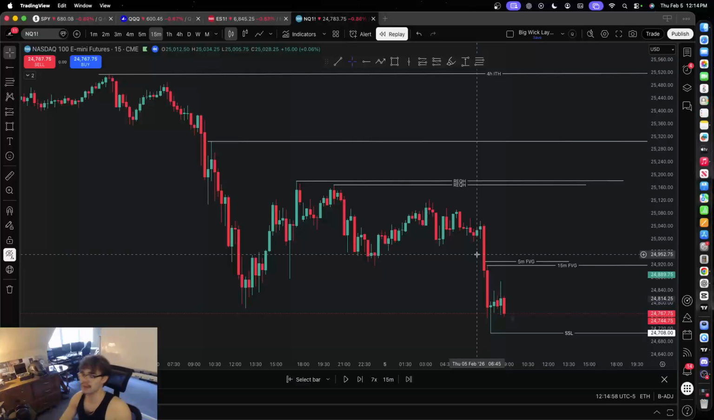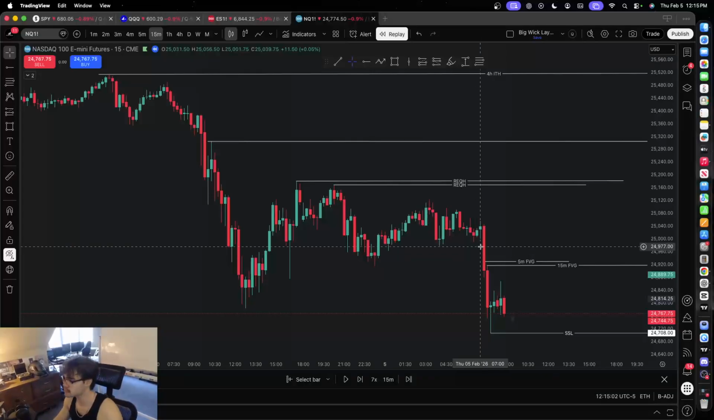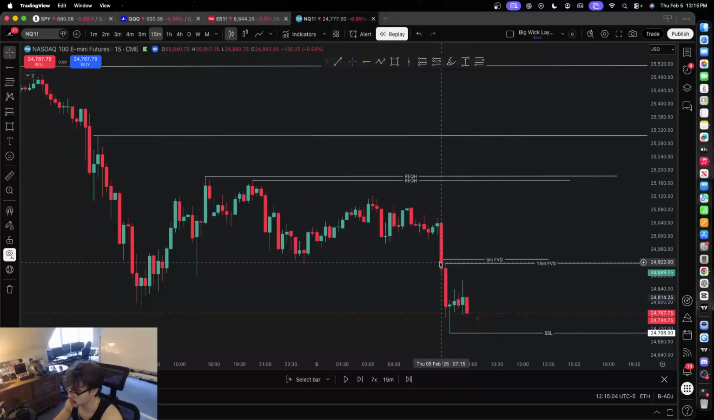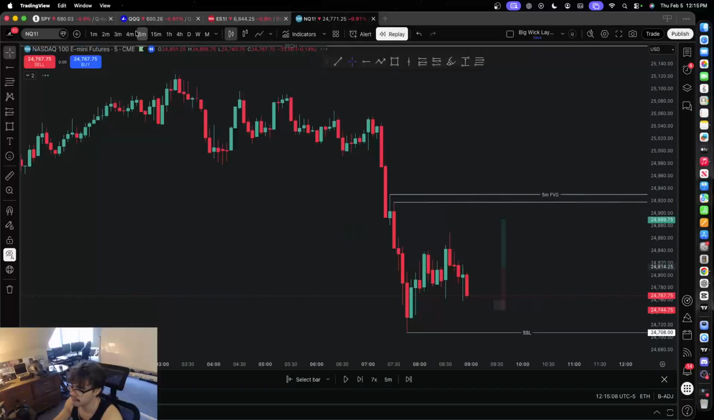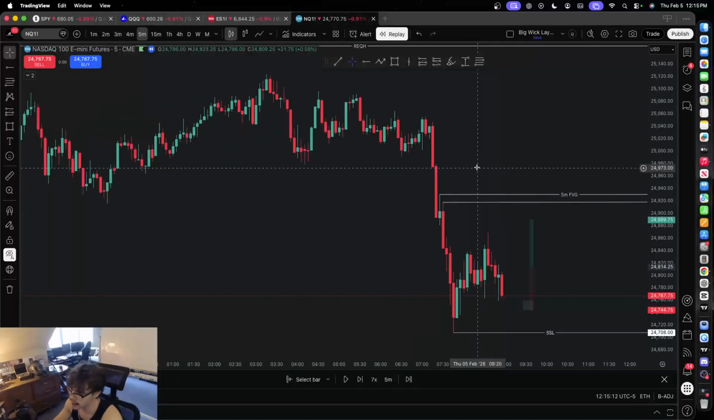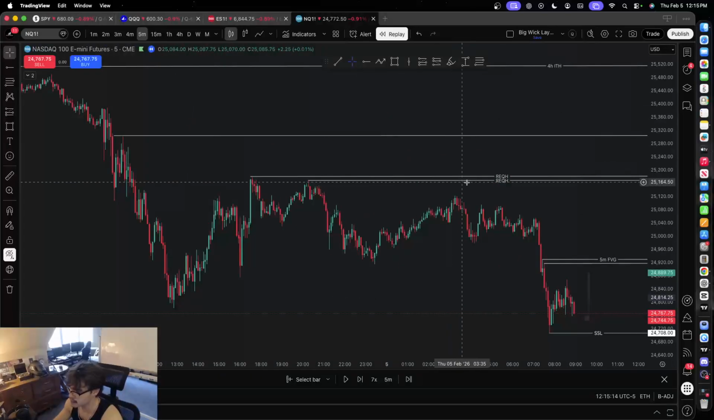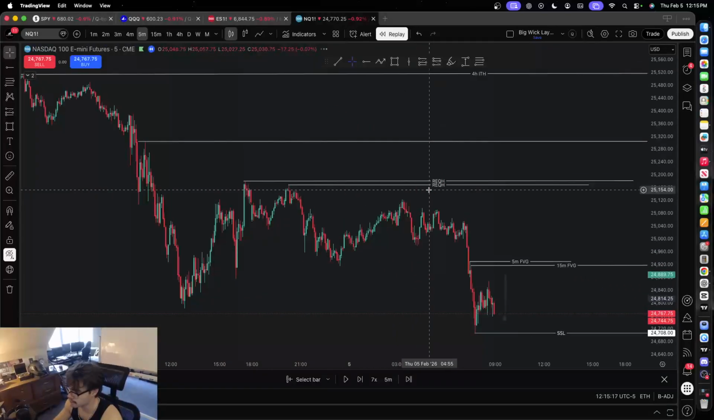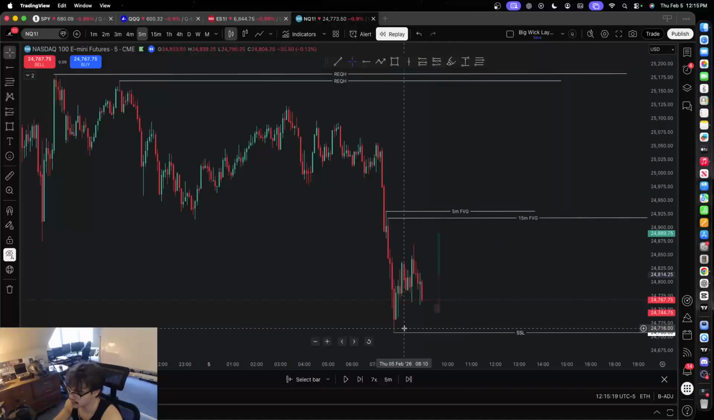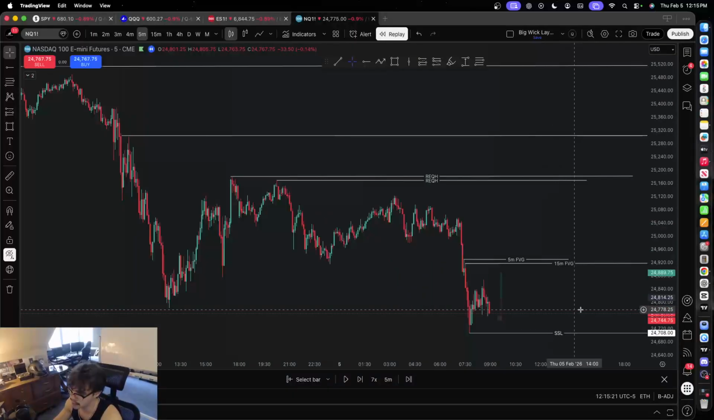Okay, we might need to pull back and fill some of the unmitigated fair value gaps, which, as we can see right here, we have that 15-minute fair value gap. We have a 5-minute fair value gap right there, and another 5-minute fair value gap right there. Relative equal highs up there if we really want to target all the way up there, right? And we have some sell side liquidity down here at the 708.